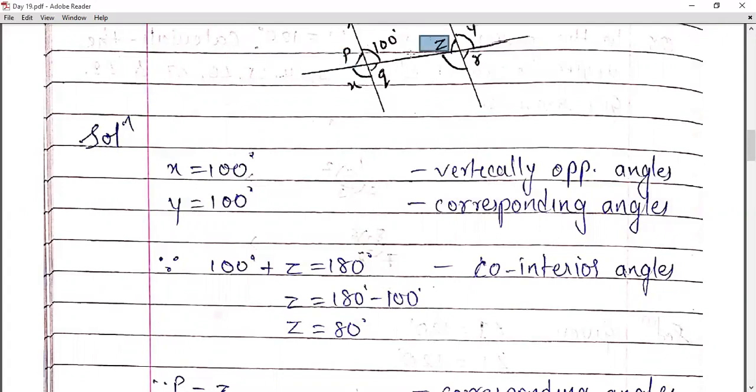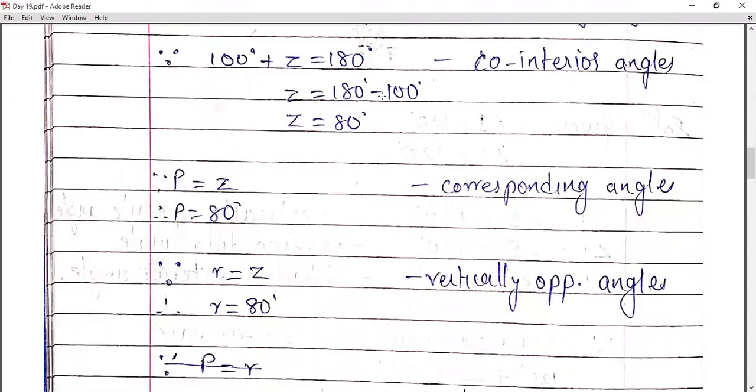Here angle Z and angle P are corresponding angles. They will be equal to 80 degrees, and angle P and Q, they both are vertically opposite angles. They both will be equal. Hence angle Q will be equal to 80 degrees.